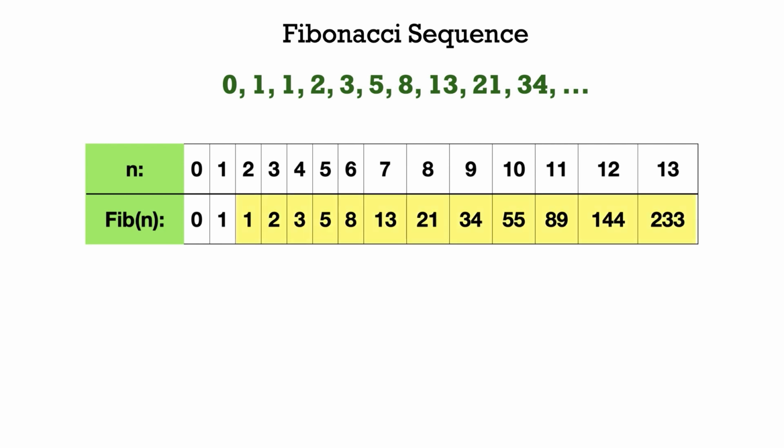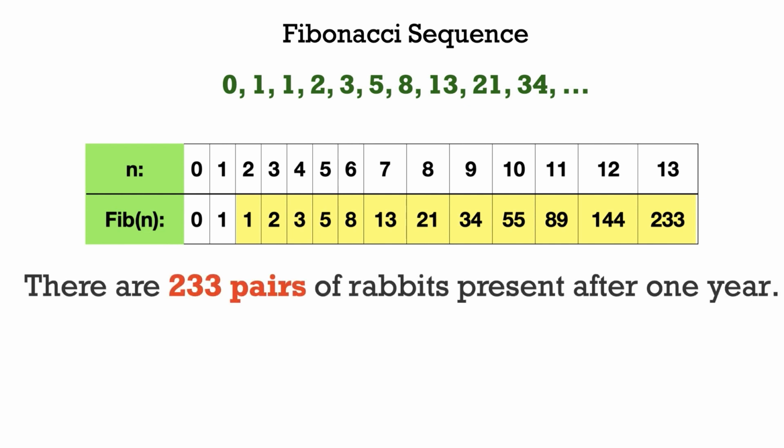Here is the sequence which represents the number of pairs present after 1 year. So as we can clearly see, there are 233 pairs of rabbits present after 1 year with this logic. Thus, the answer to this puzzle is 233 pairs of rabbits. There are 233 pairs which will be there in 1 year.